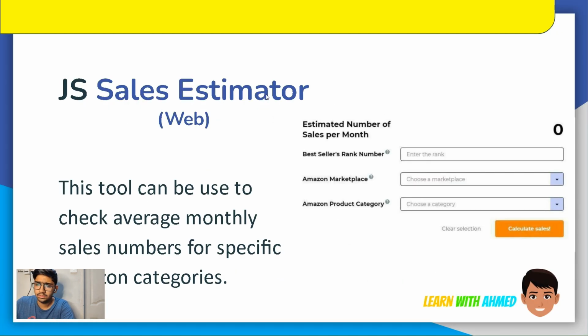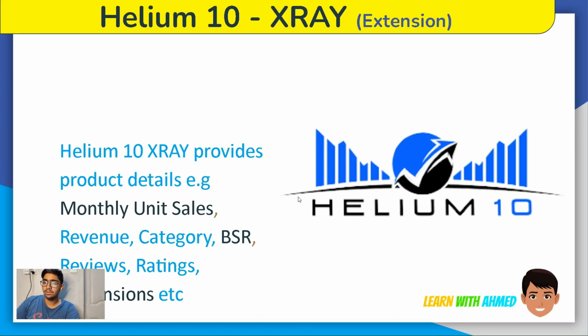Next, there is the Jungle Scout Sales Estimator web tool. It can be used to check the average monthly sales numbers of specific Amazon categories. But according to me, it is also useless as it is a paid tool, and I believe Helium 10 can do all this stuff, including the Jungle Scout one also. Helium 10 X-ray provides product details like monthly unit sales, revenue, category, BSR, rating, reviews, dimensions, and so on.